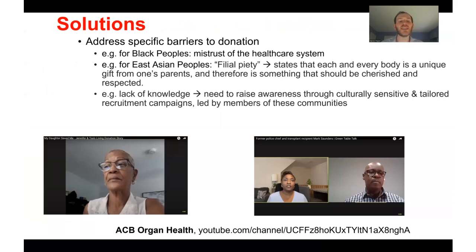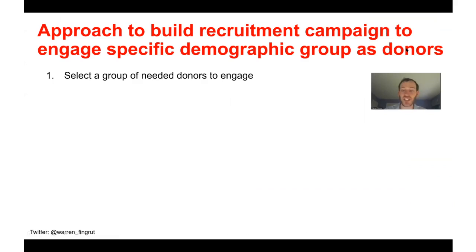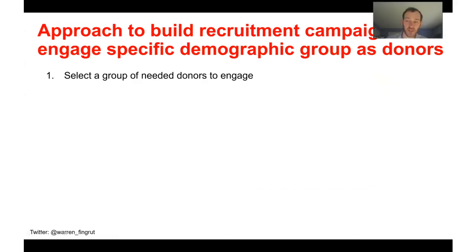I want to highlight the ACB Organ Health Initiative, a collaborative effort and initiative where people from the ACB community in Canada are coming together to raise awareness about organ donation and share stories of organ donors and recipients. I'll conclude my talk with 10 tips for building recruitment campaigns to engage specific demographic groups as donors. And these are tips that we developed or deployed with our recruitment campaigns with Stem Cell Club.